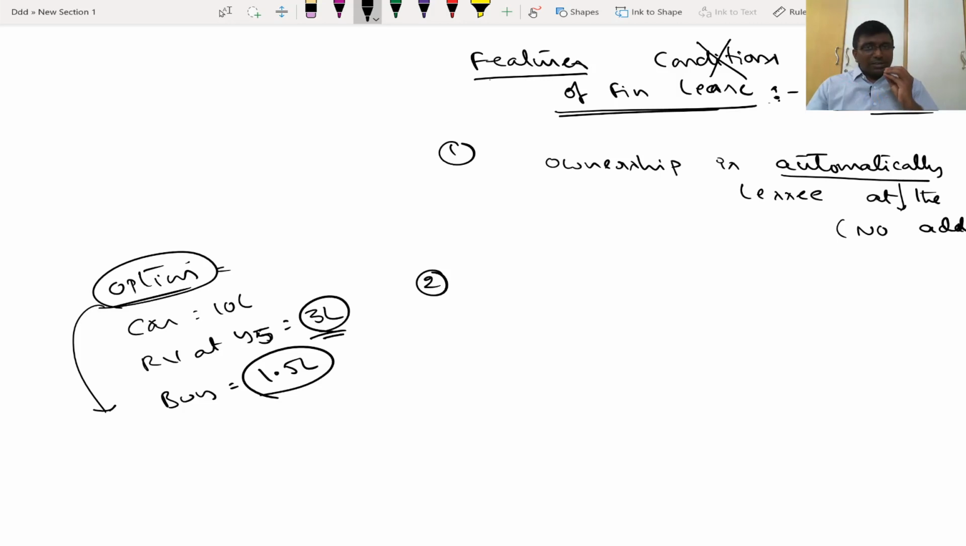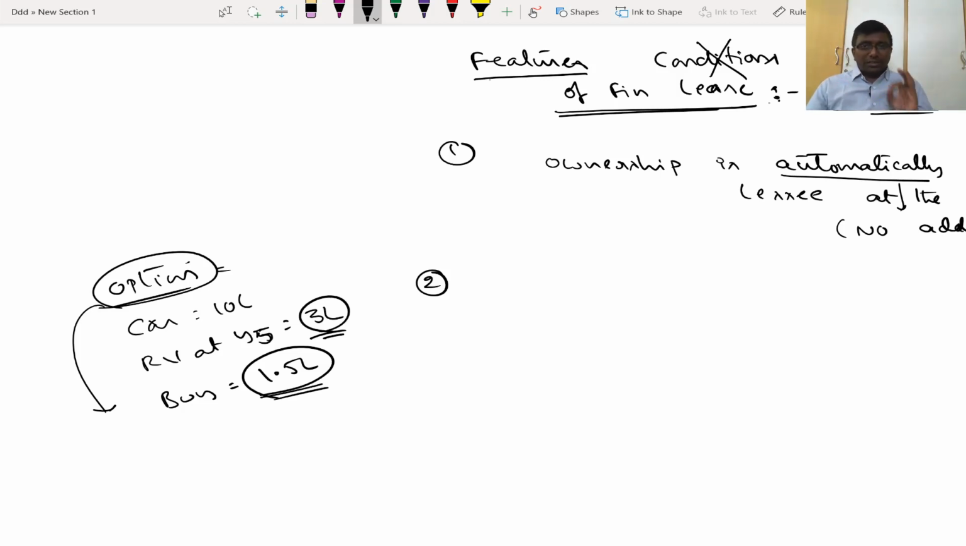Obviously, you have to pay me 1.5 lakh rupees at the end of the lease term. It is not an automatic transfer like the first point; you have to pay me. Is it a gain to you or not? Yes, it's a good option. It's reasonably certain that the lessee is going to exercise this option.